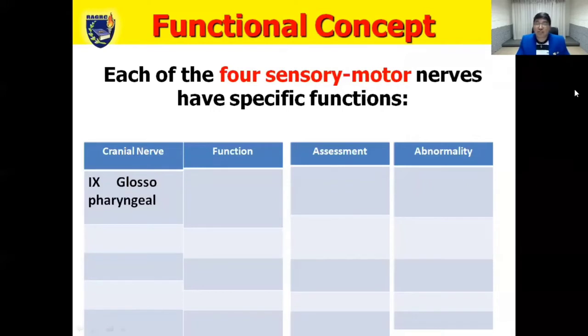Now, the third of the four sensory motor nerves, so the glossopharyngeal nerve, which is responsible for the sense of taste for the posterior one-third of the tongue.